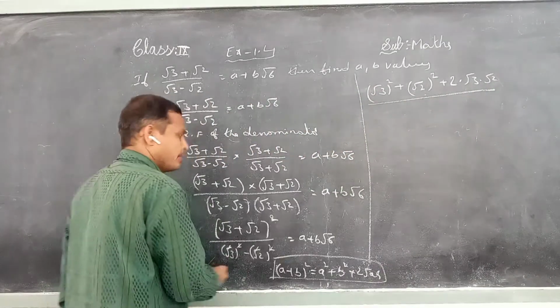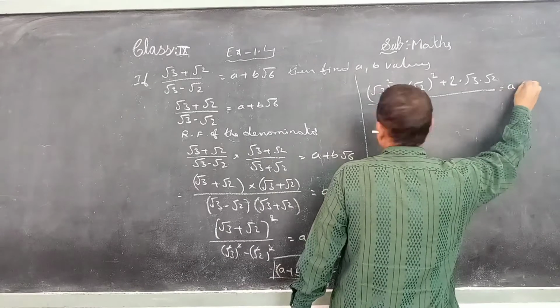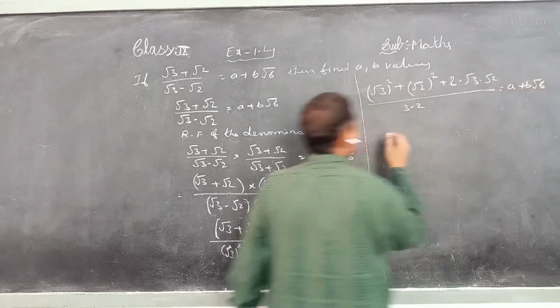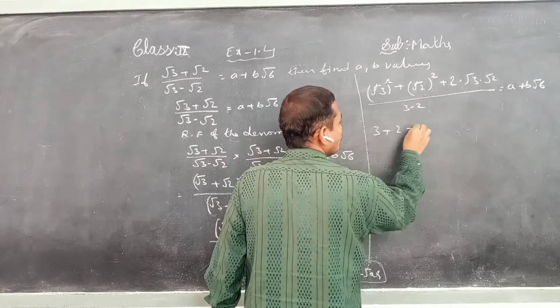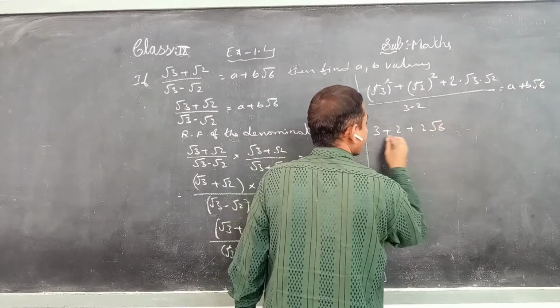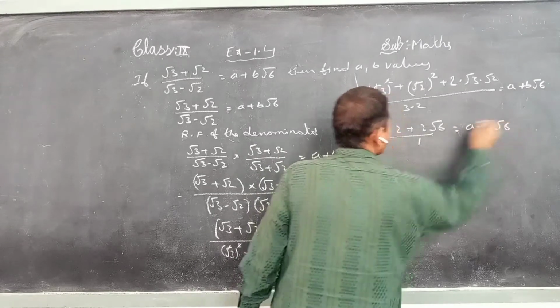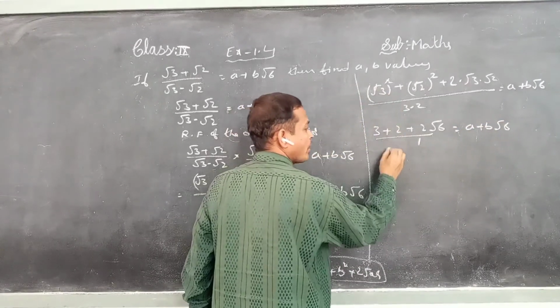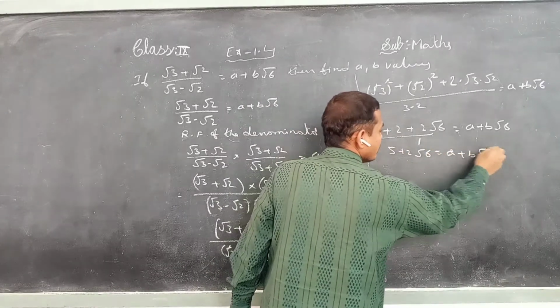So, what is 3 minus 2? Answer, 1. So, a plus b root 6. Again, the square root cancels with 3, and the square root cancels with 2. So 2 root 6 by 1 is equal to a plus b root 6. Children, 3 plus 2 is 5. So 5 plus 2 root 6 is equal to a plus b root 6.